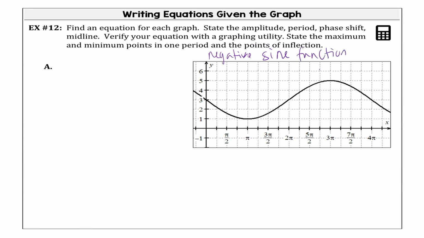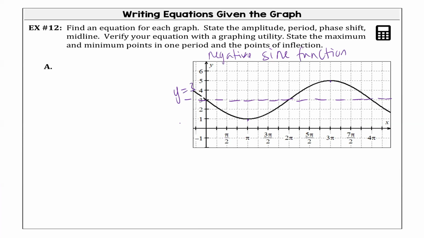A negative sine function. Okay, on this negative sine function, we're going to identify our midline. So finding our midline, remember it's the halfway point between your minimum and your maximum. So 1 plus 5 is 6. Half of 6 is 3. So my midline is here at y equals 3. Okay, so we found our midline.